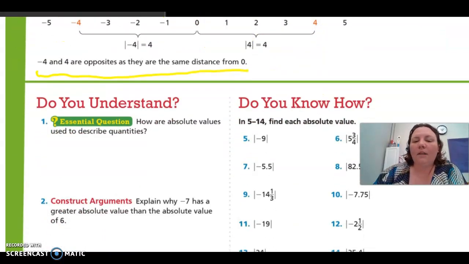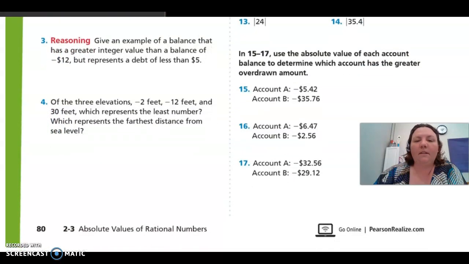So if we look at doing a couple of connection problems here, let's look at numbers 15, 16, and 17, looking at more of those negative debts or those balances that we have. Use the absolute value of each account balance to determine which account has a greater overdrawn amount. So which one has the greater overdrawn amount? How far in debt did we go? In terms of drawing out and owing money back to my bank, account A has less debt, which means it would be the number closer to 0 on a number line.